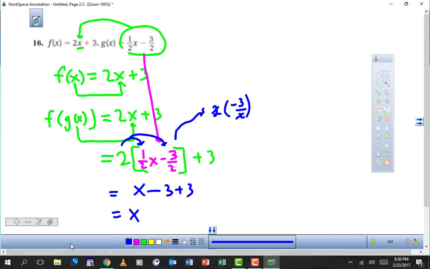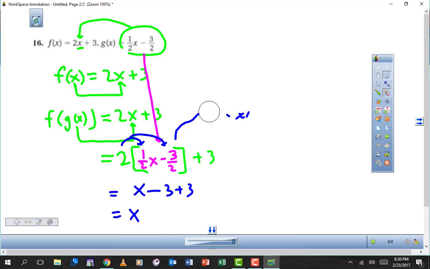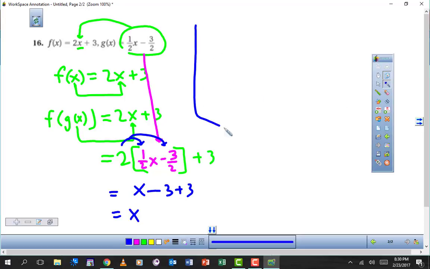Now, on these verify problems, you have to do it both ways. So it's a little bit extra work, but you need to show g of f of x also is equal to x. So I'll do that next. We'll continue this way. And now what we'll do is g of f of x.